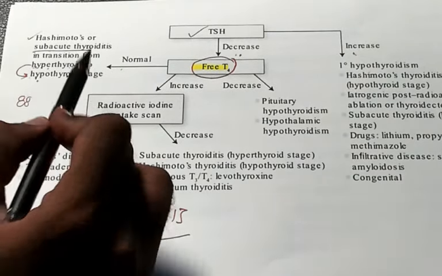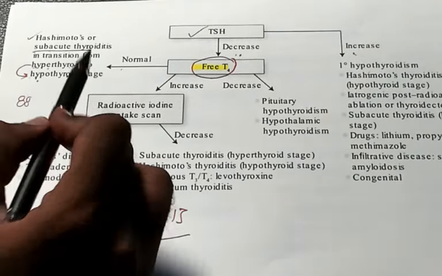But if the radioactive iodine uptake is decreased, what are the possibilities? TSH is decreased, free T4 is increased, but the radioactive iodine uptake is decreased. What is the possibility? It is the subacute thyroiditis in its initial hyperthyroid stage. Then Hashimoto's thyroiditis is the second possibility, where Hashimoto thyroiditis has entered its hypothyroid stage. In that stage, there is a decrease of the radioactive iodine uptake.